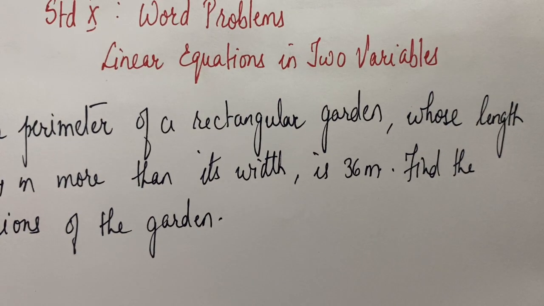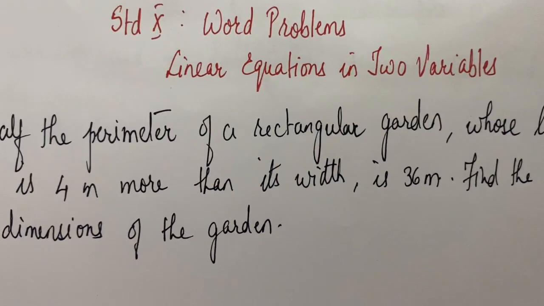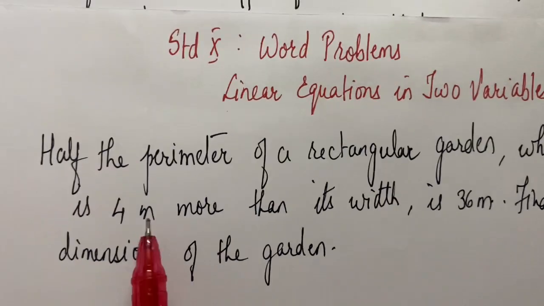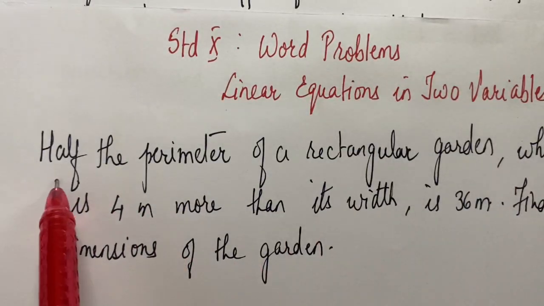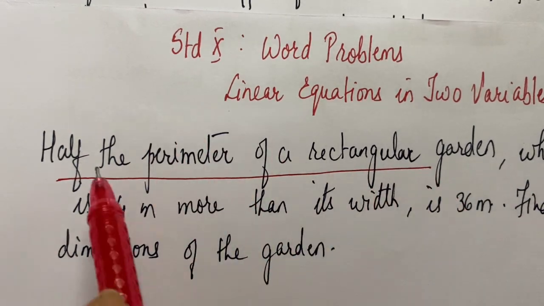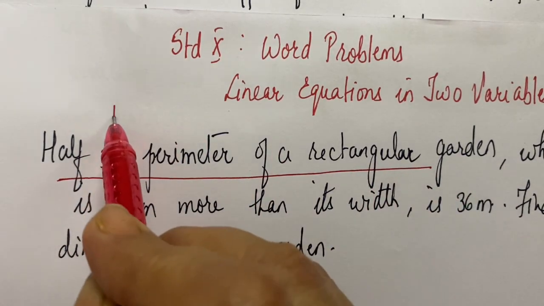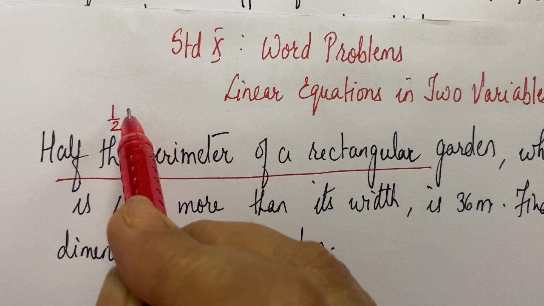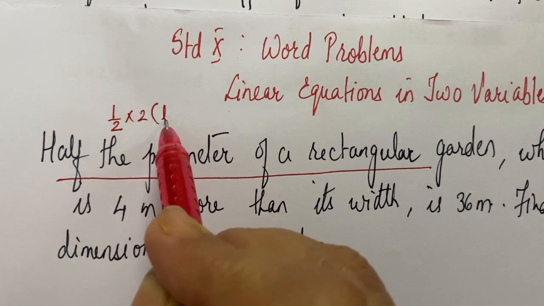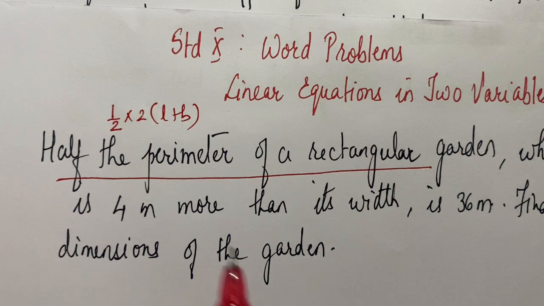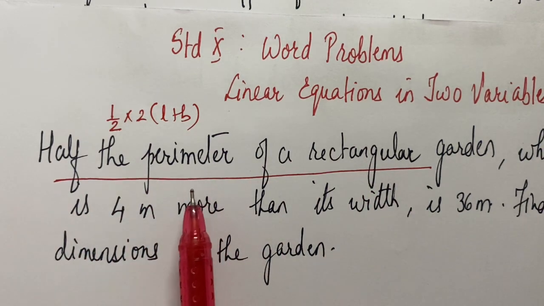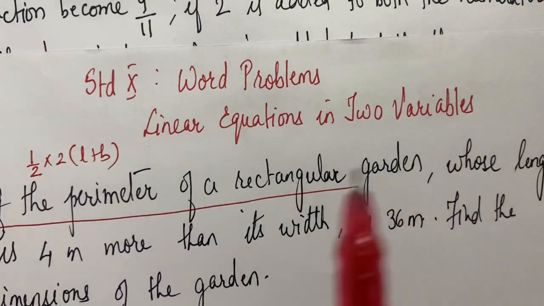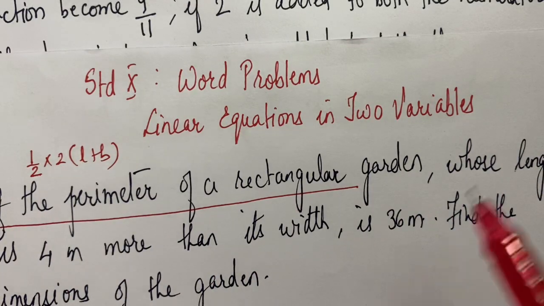In this linear equation in two variables, let us consider this word problem. Half the perimeter of a rectangular garden. Half the perimeter means half of twice length plus breadth. Okay, the meaning of this much part. Half the perimeter of a rectangular garden whose length is 4 more than its width. This is another part.